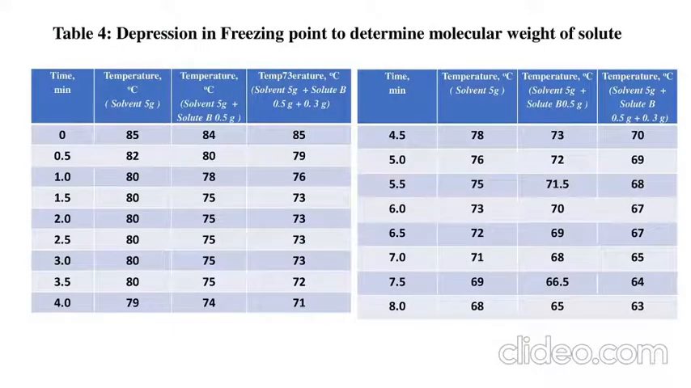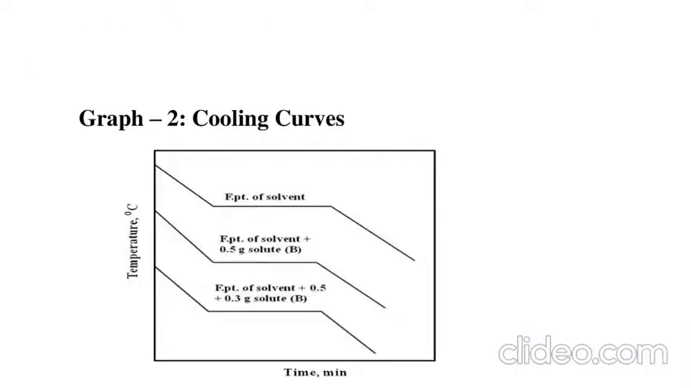The recorded temperatures of solvent plus 0.5 gram of solute B and solvent plus 0.8 gram of solute B are tabulated. The freezing point of the solvent T1, the solvent plus 0.5 gram of unknown solute B, and the solvent plus 0.8 gram of unknown solute B are determined from the cooling curve obtained by plotting temperature against time.